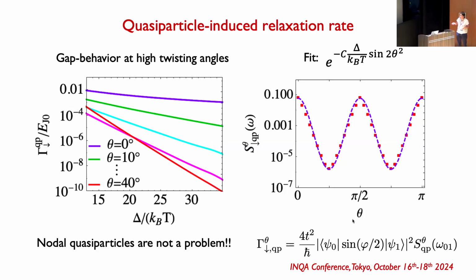So your quasi-particle rate also decays exponentially with the gap, and it has an exponential dependence on the twist angle that we fitted with this function. It depends on exp of sine of 2 theta squared. So at theta close to 45 degrees, at our optimal working point, it will be exponentially suppressed. Okay, good.